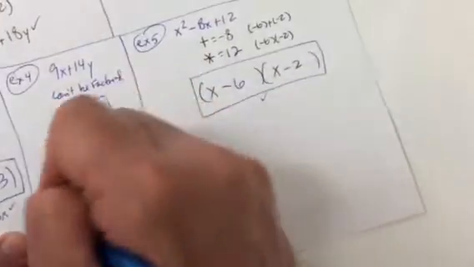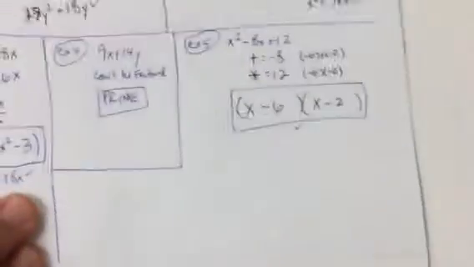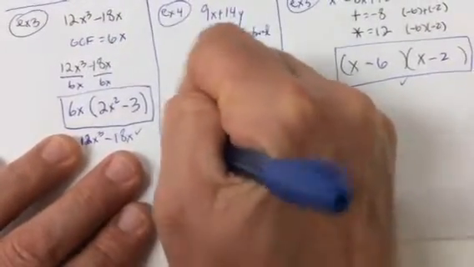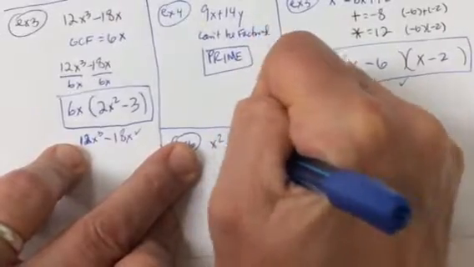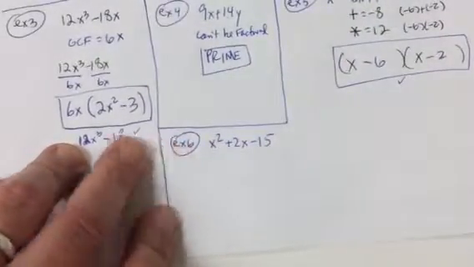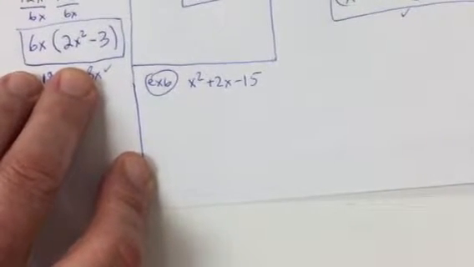We have 2 more examples to do. We're on example 6. For example 6, let's do x squared plus 2x minus 15. Let's go ahead and pause this one now, and then we'll keep talking about it when you come back.